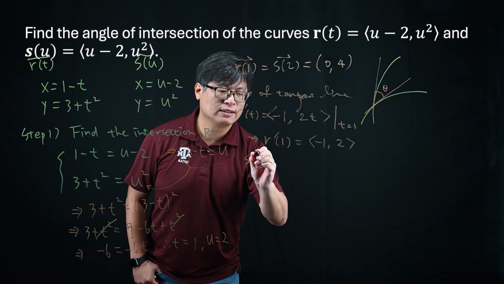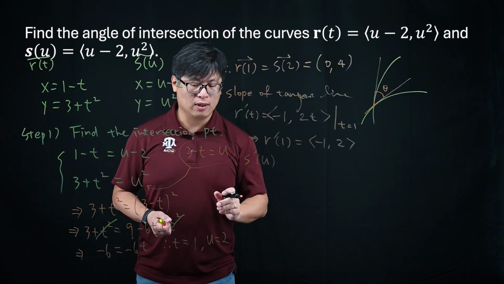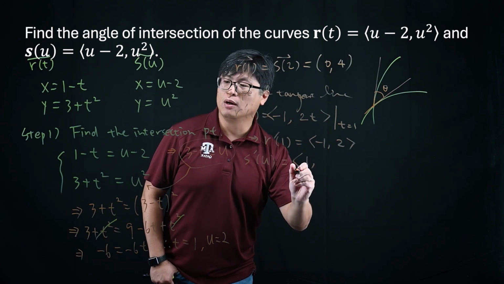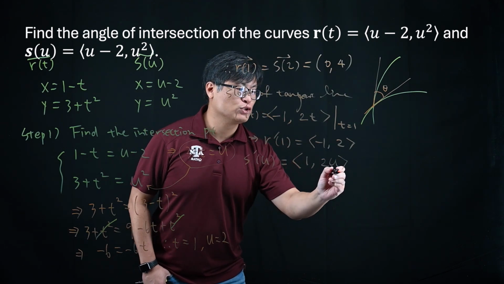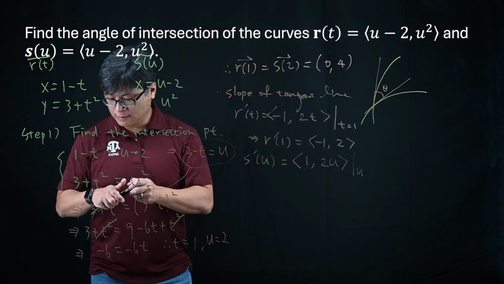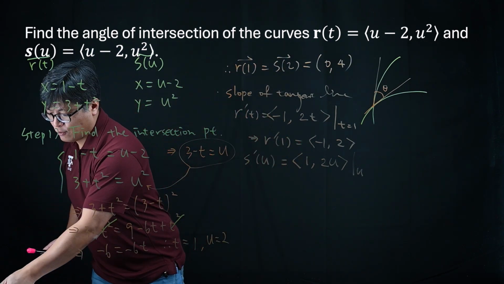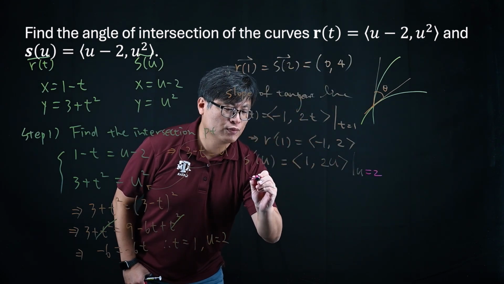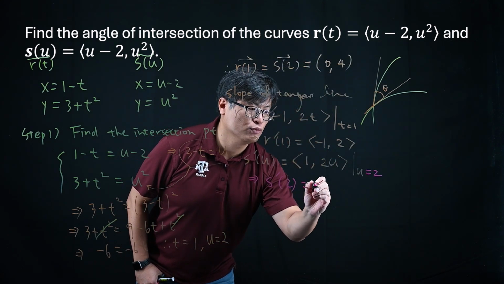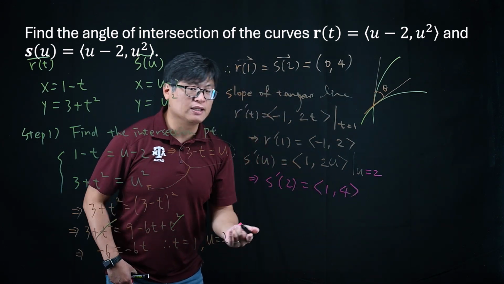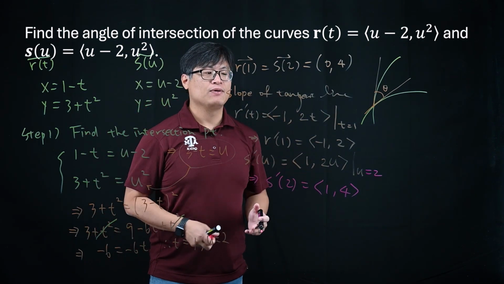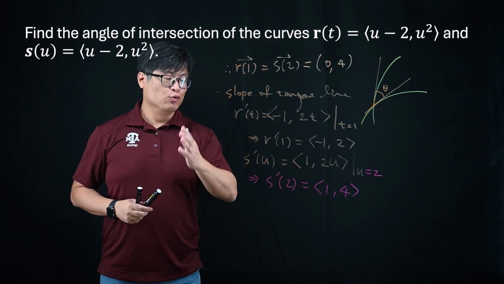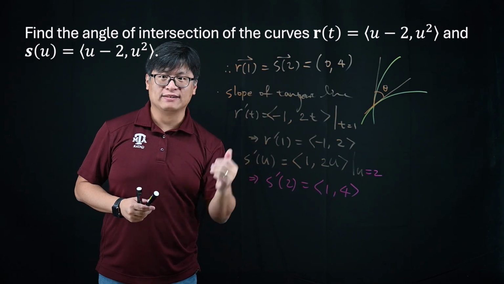And what about S? We need to take the derivative of S with respect to u, which is equal to (1, 2u), okay? For this one, the corresponding parameter u is 2, right? When plugging in 2, S prime(2) is equal to (1, 4). So this is the tangent vector of curve S, okay? Now we are ready to talk about the angle between two curves, which is the angle between two tangent vectors, right?